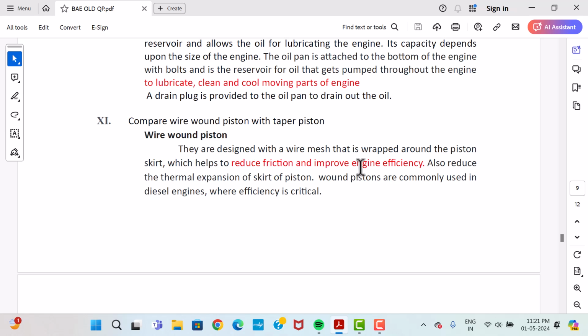It helps to reduce the friction and improve the engine efficiency. Why are we using a wire-wound piston? It also reduces the thermal expansion of the skirt. That is a very important term. That is to reduce the thermal expansion of the skirt because at the top of the piston the burning takes place. So heat transfer takes place from the top of the piston down to the skirt. There may be that the skirt portion thickness is less, so there may be some expansion. So to reduce that, to increase the heat transfer, we are using a wire-wound piston so that we can reduce the friction and improve the engine efficiency. Wire-wound pistons are commonly used in diesel engines where the efficiency is critical. In such cases, we are using the wire-wound pistons.